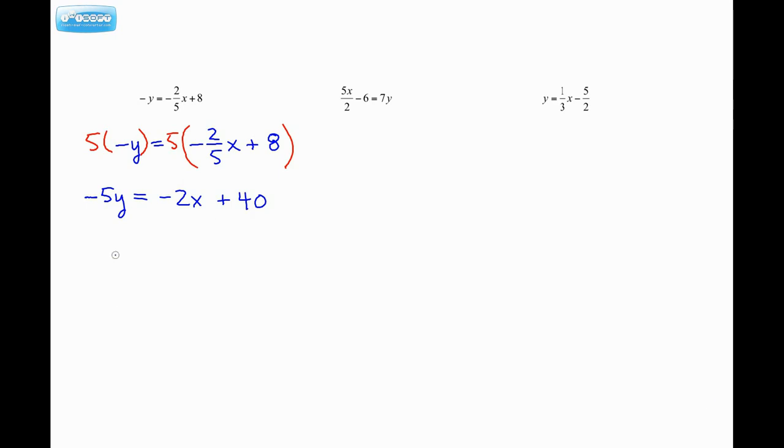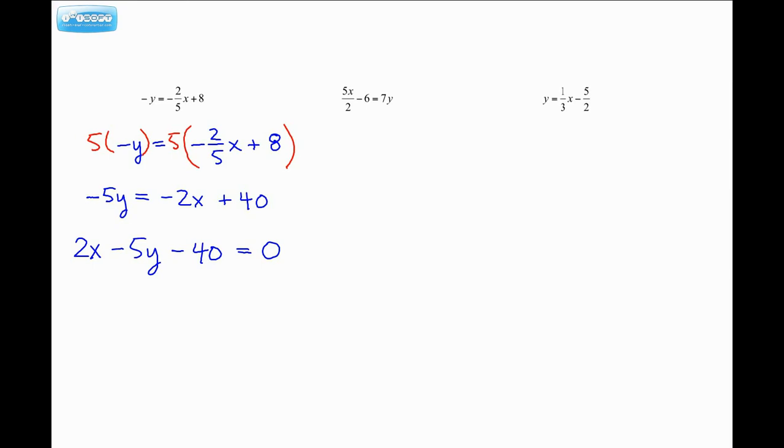I would say in this example, it would make more sense to express everything on the left, because the x term on the right is now negative. So expressing everything on the left, everything becomes positive. So I add 2x to both sides. That minus 5y is still there, and I'm also going to subtract 40 from both sides. So that leaves me on the right with 0.